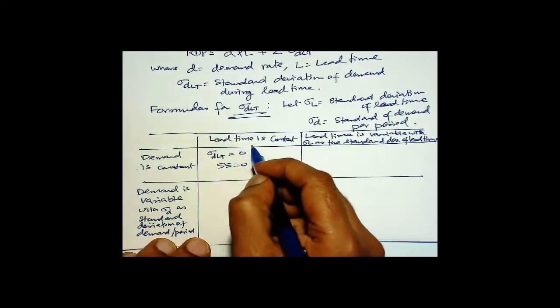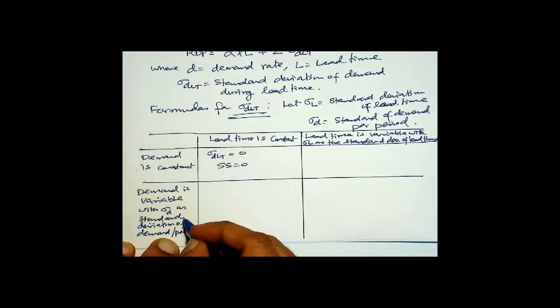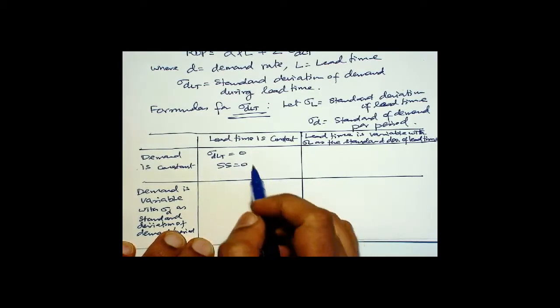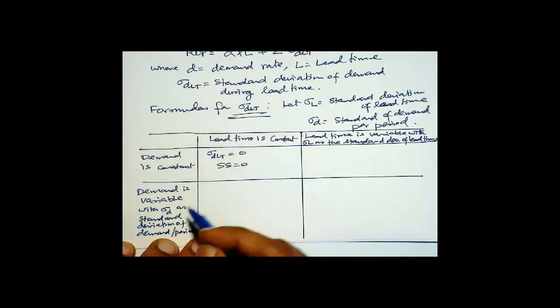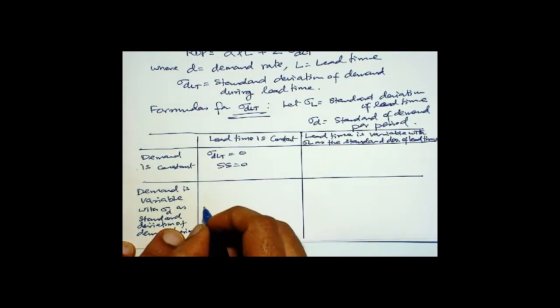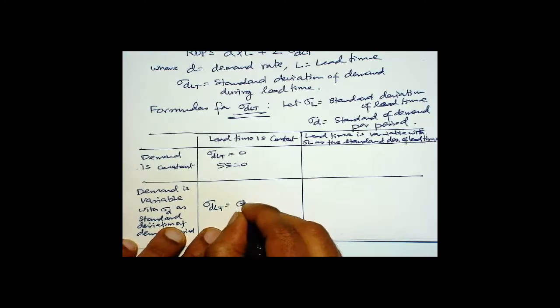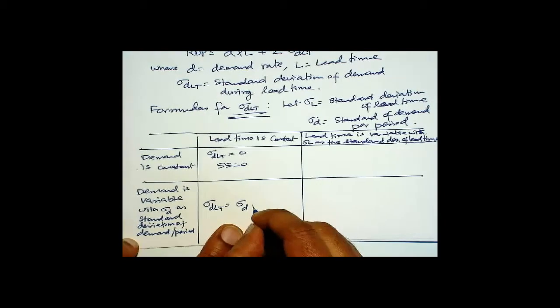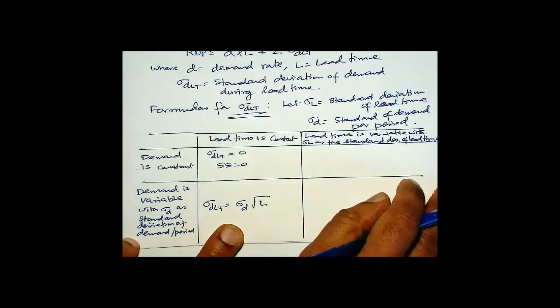Now if the lead time is constant and the demand is variable, and this is probably the most common case, because usually lead time will be constant, the demand is the one that will be variable, then sigma sub DLT is given by sigma sub D. So that is the standard deviation of demand per period, then times square root of L, the lead time.